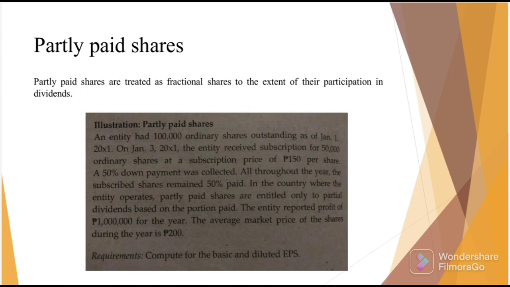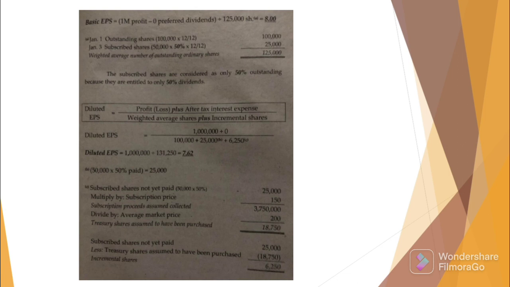Partly paid shares. Partly paid shares are treated as fractional shares to the extent of their participation in dividends. Those that are not entitled to dividends are treated as equivalents of warrants or options in the calculation of diluted EPS, meaning the incremental shares are computed using the treasury share method.